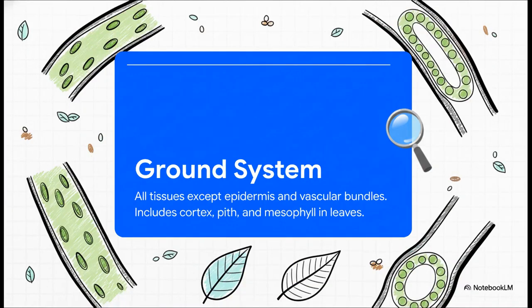Next up is the ground system. This is the stuffing. It makes up the bulk of the plant's body, and it's the real workhorse. It's responsible for things like support, storage, and, the most important job on the planet, photosynthesis. And that magical process happens in a part of the ground tissue in the leaves called the mesophyll.